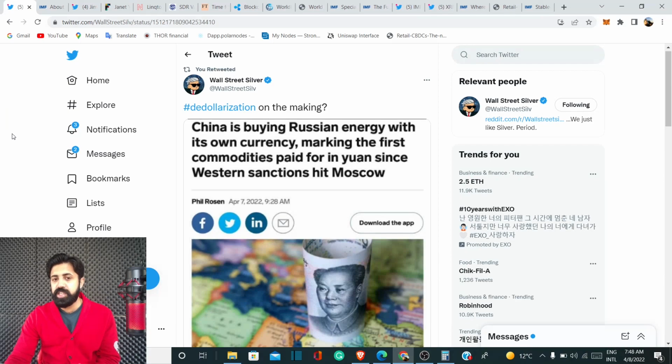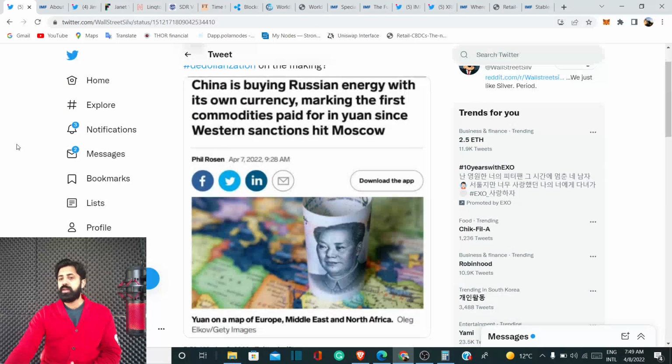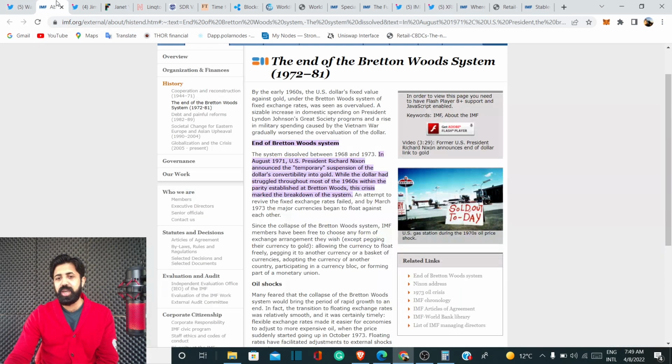Wall Street Silver actually tweeted this one. Now China is buying Russian energy with its own currency. So that's the yuan in action. So we'll have to see how the Western world reacts to this. But China is dominating.